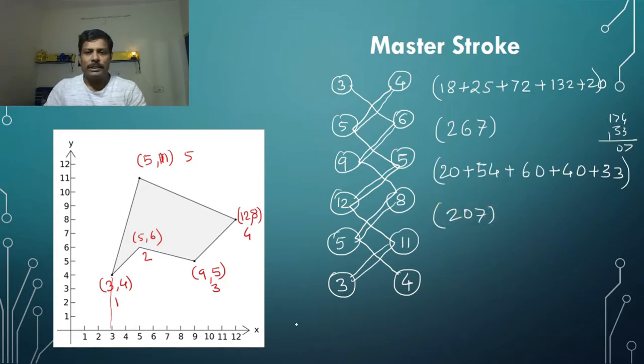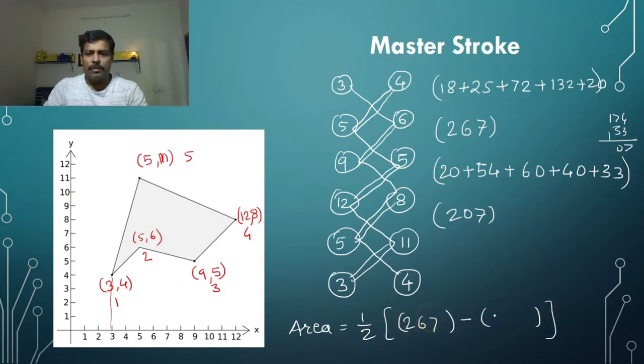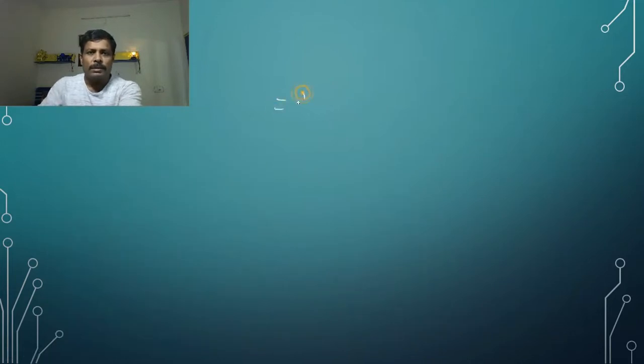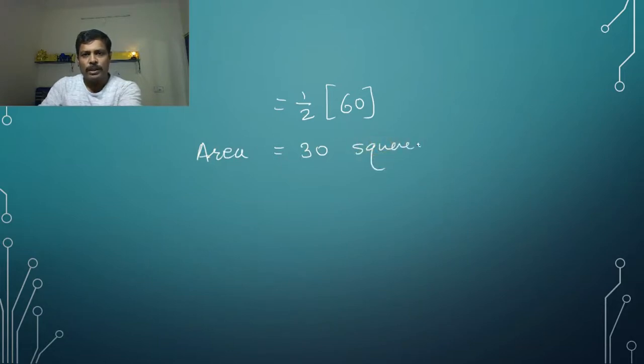Now tell me, what is the formula of our area? Area is equal to 1 by 2 times the value of the first bracket minus the value of the second bracket. Okay, so it is 267 minus 207. I'll be getting 60. Its subtraction is 60. Therefore, we can write this as 1 by 2 into 60, and 60 divided by 2 is 30. So the area of that polygon is 30 square units.